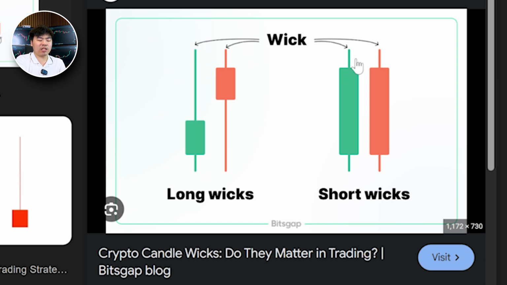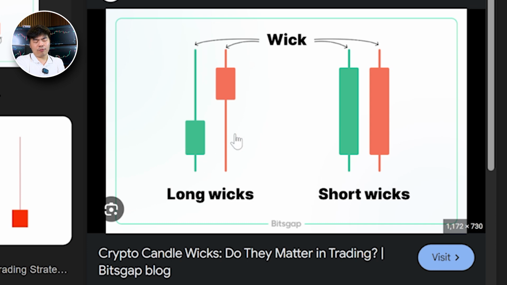How about if the wicks are equal, both the upper wick and the lower wick? It means there is an equal amount of buying and selling pressure. So that's how you can know if the market is about to go up or about to go down. So yeah, you need to keep that in mind. Take a look at the wicks.